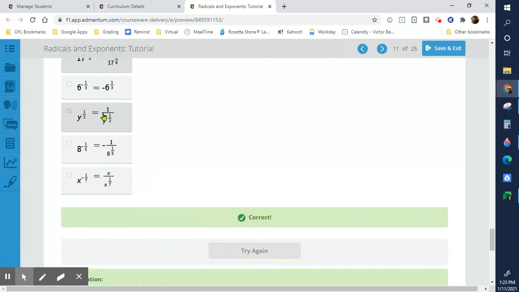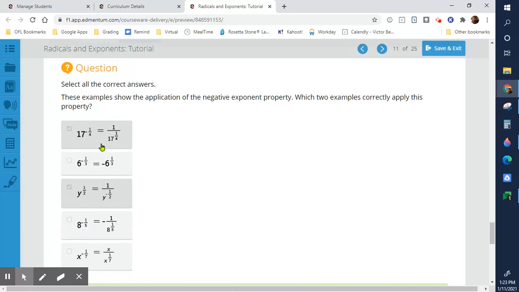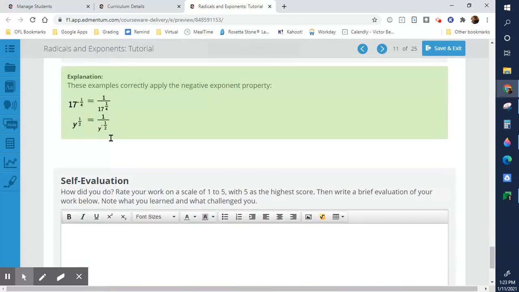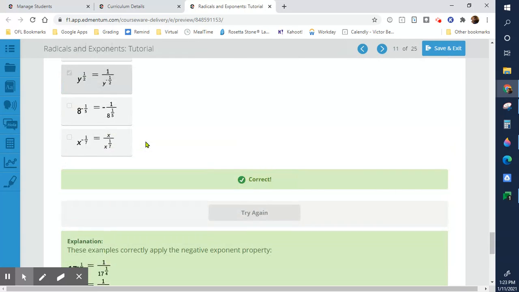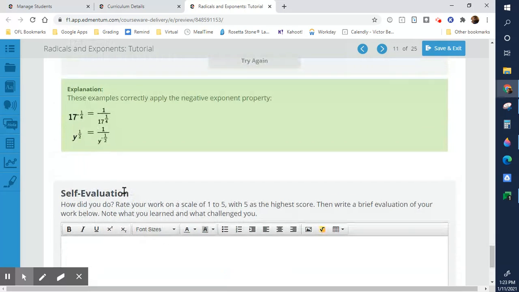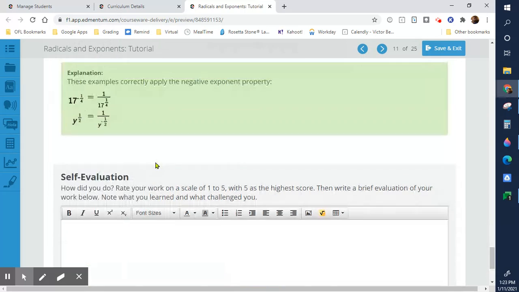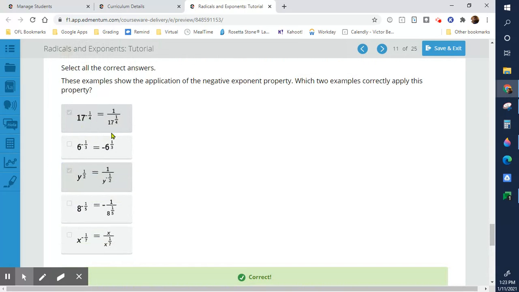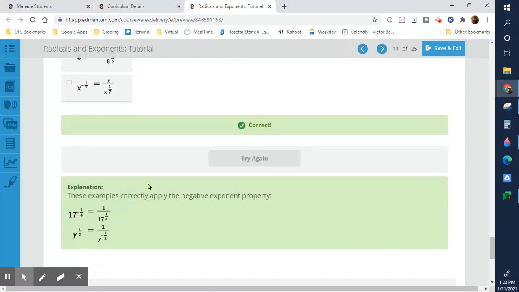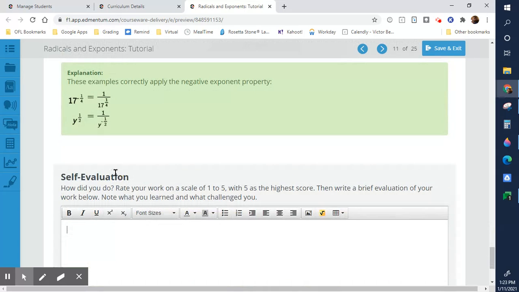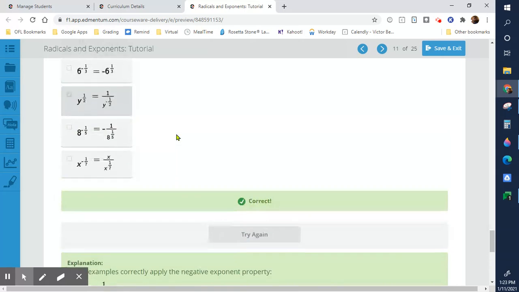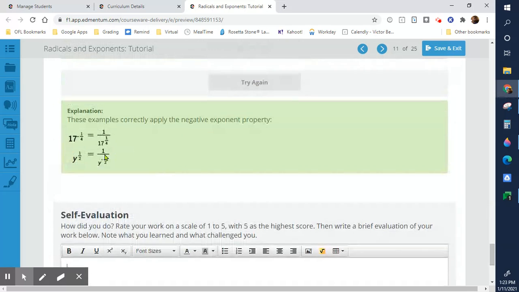I would just write down anything you had trouble with. If you still have trouble understanding where negatives go, write that down. Really look at these, look at the explanations, and try to see why. This one I think is a horrible explanation because it doesn't explain anything. It's like, here's the answers, there you go. But try to look back and see why you got the ones wrong that you got wrong.